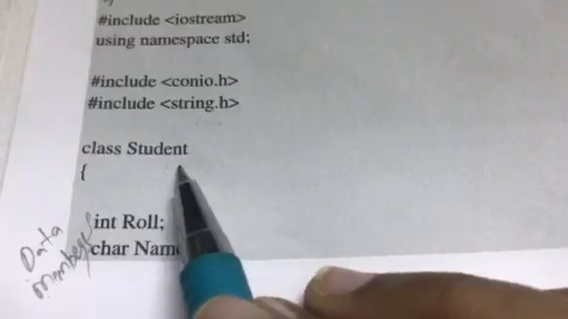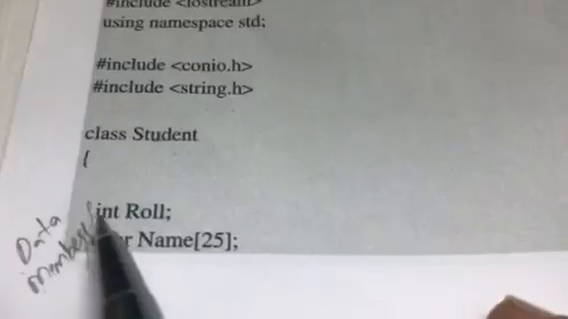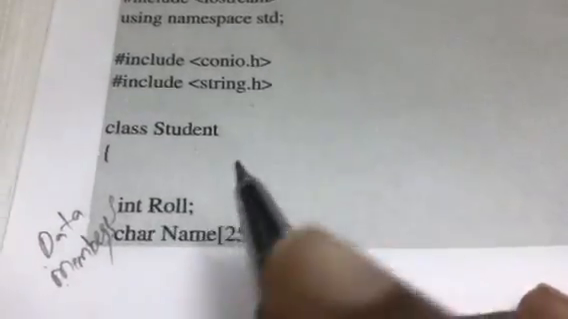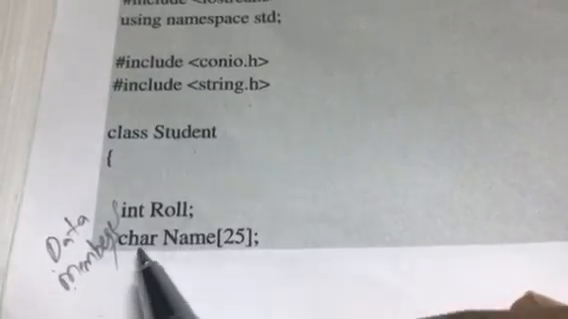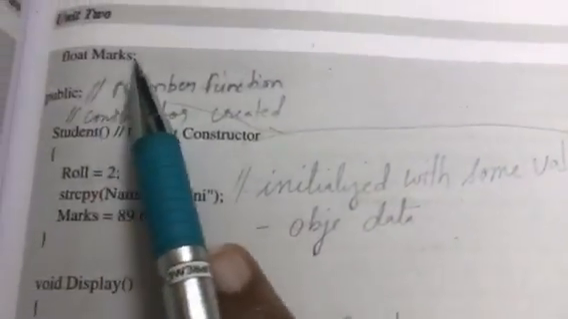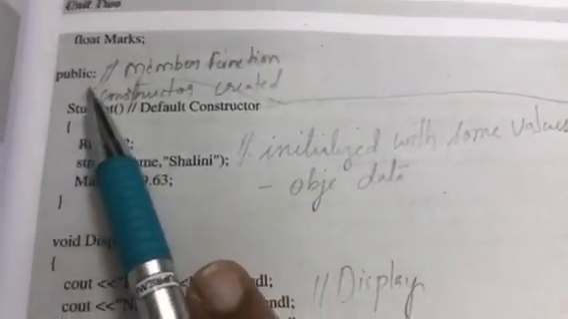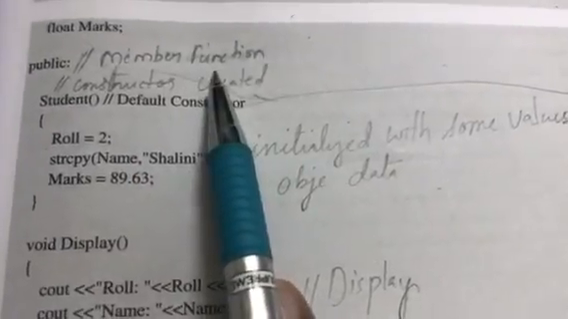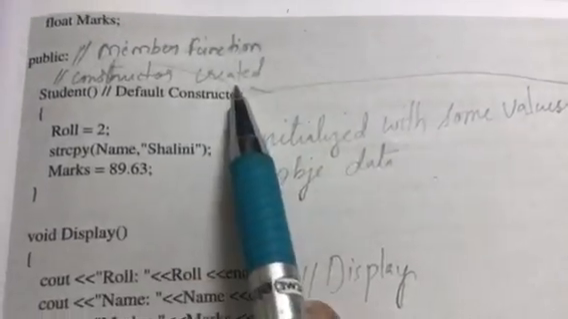We'll see the program. We'll be having iostream, using namespace std, conio.h and string.h. Class student is the class name. Let us create a student class. In that we'll be having data members and variables: int roll is a variable, char name is a variable, and float marks is a variable. So we have created a public member function, and now we want to create a constructor.